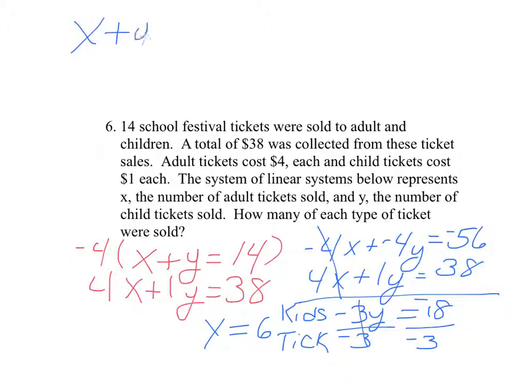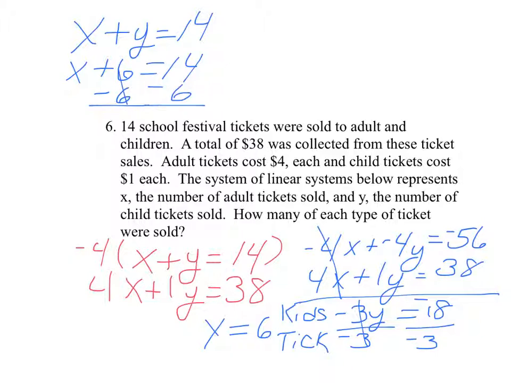Well, x plus y equaled 14. If y is 6, we need to figure out what x is. So I'm going to subtract 6 from each side. When I subtract 6 from each side, I end up getting 8. So x equals 8 adult tickets.